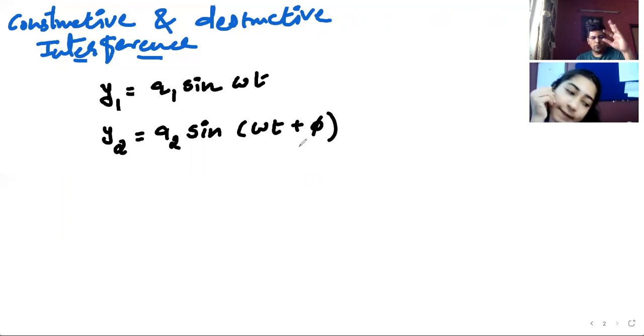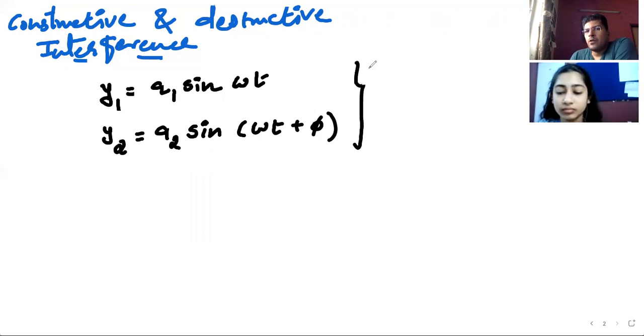So what I want to mention here is that one has a phase difference, and the other does not have a phase difference. You can see that there is no phi in the first one. The first is having angular frequency omega, and the second is also having the same. Their amplitudes are small a1 and small a2, the amplitudes of the two waves.